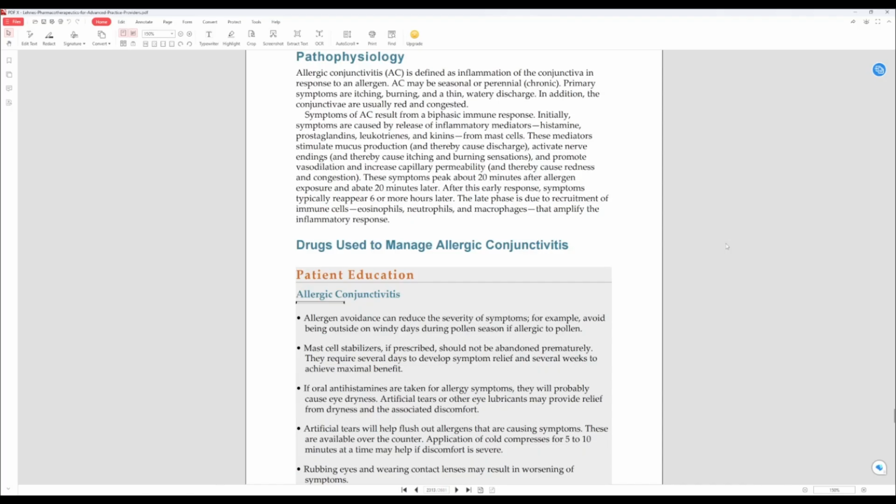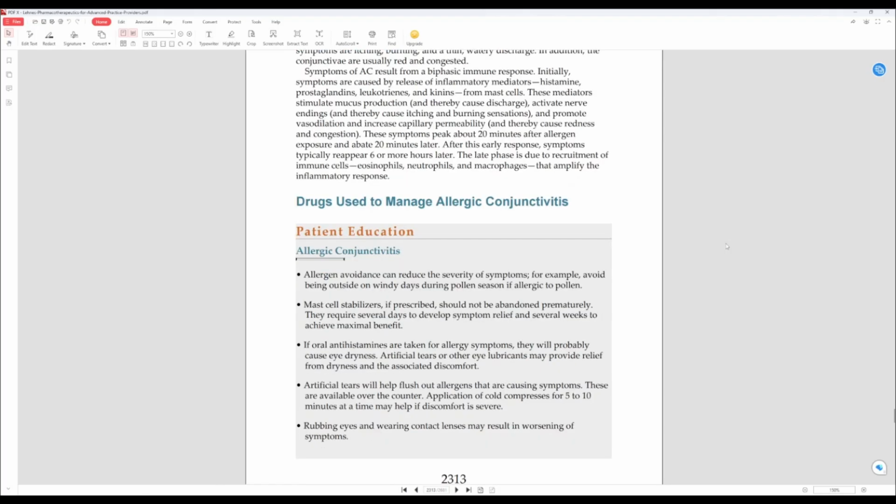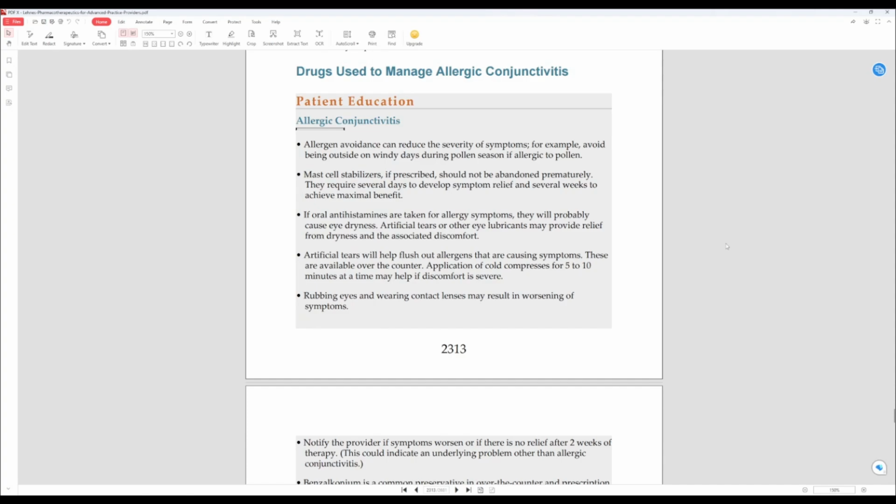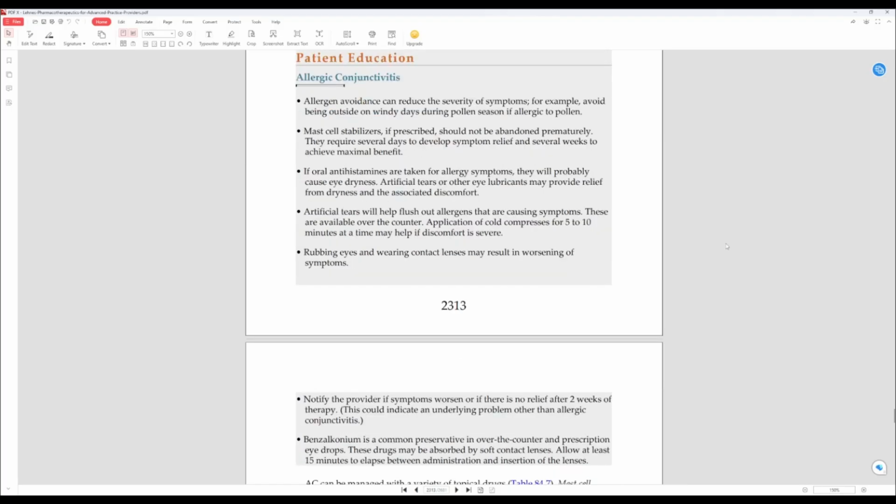These symptoms peak about 20 minutes after allergen exposure and abate 20 minutes later. After this early response, symptoms typically reappear 6 or more hours later. The late phase is due to the recruitment of immune cells, eosinophils, neutrophils, and macrophages, that amplify the inflammatory response. So here is a good spot to hit pause so you can see the drugs used to help manage allergic conjunctivitis. I'll leave that up right here as it's a good spot to pause, and I'll keep going.